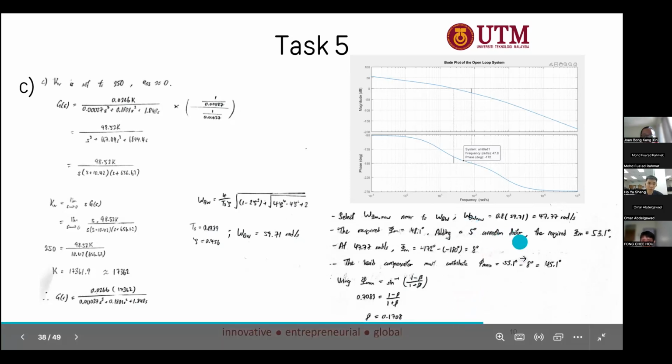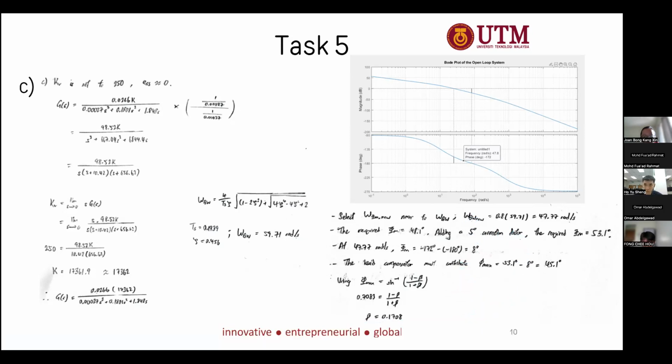So following our spec design, the overshoot is 20%. So the required phase margin is equal to 48.1 degrees. By adding the 5 degree correction factor, the total required phase margin should be 53.1. Hence, the lead compensator must contribute a maximum phase of 45.1 degrees. By using the maximum phase, we use the formula inverse sine of (1 minus beta) over (1 plus beta). We can get the beta equal to 0.1708.